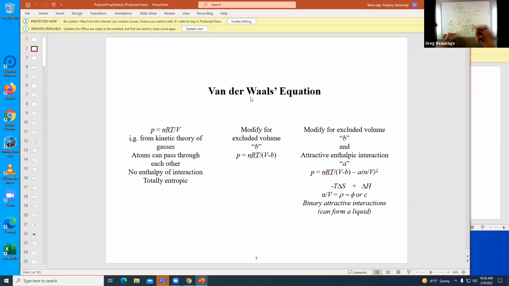It's important to remember the sign of this thing because it gets really confusing after. So you have positive and negative. If you want to form a phase change, this thing has to be positive. Right? So anyway, that's the van der Waals thing.